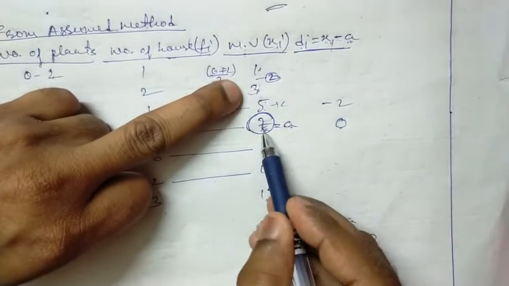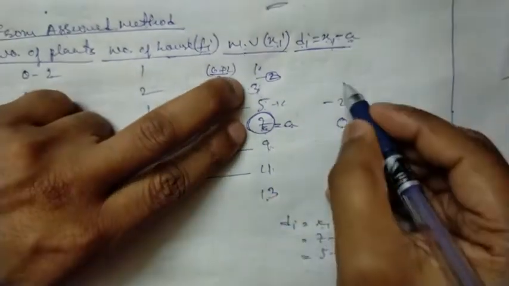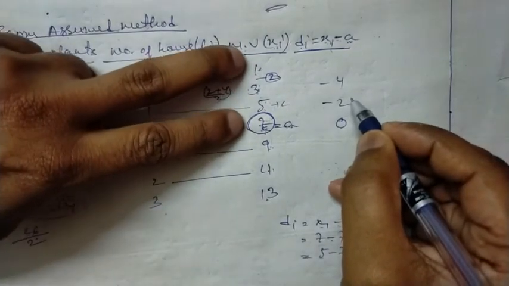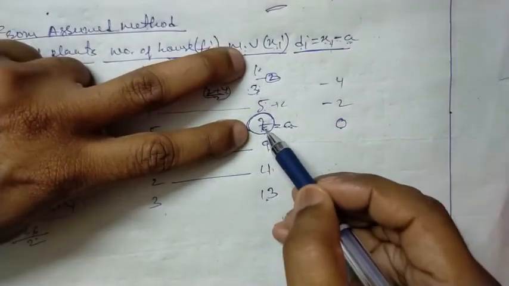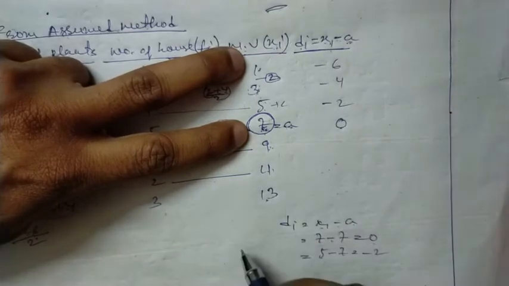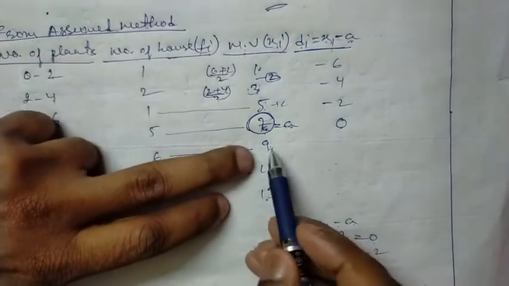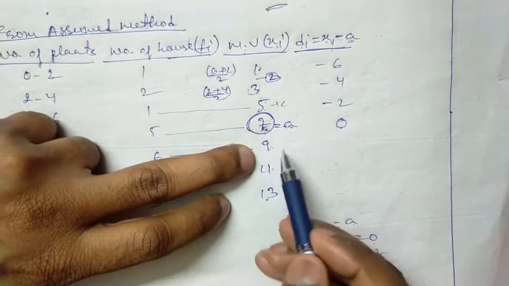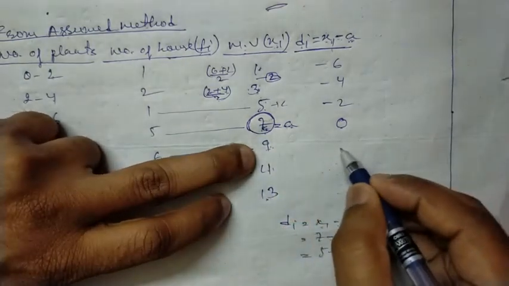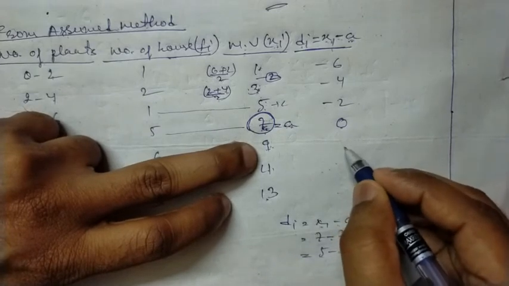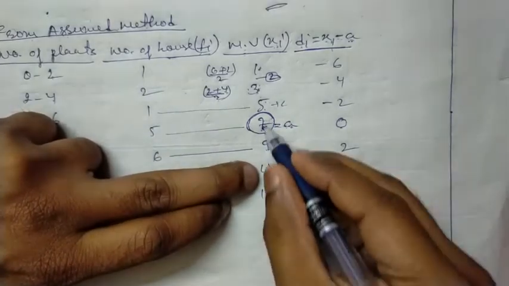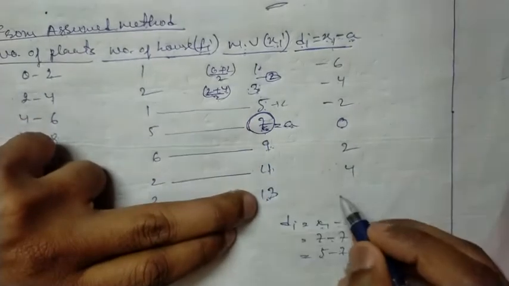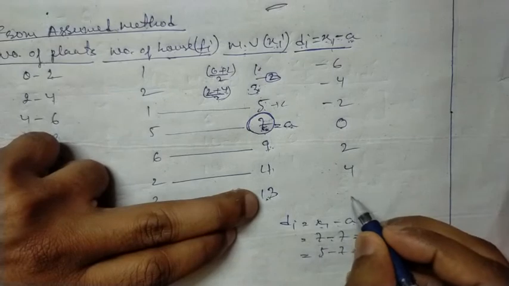Okay, again, 3 minus 7, what will we get here? Minus 4. Okay, 1 minus 7, you will get here minus 6. Again, this is our x minus a. 9 minus 7, what will you get here? 2. 11 minus 7, you will get here 4. 13 minus 7, will get here 6.